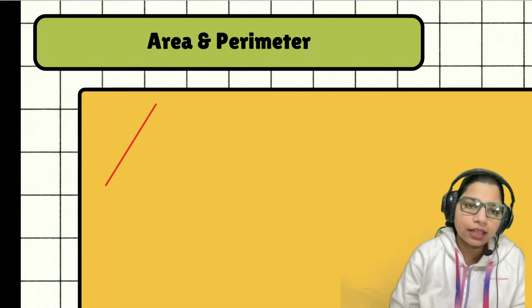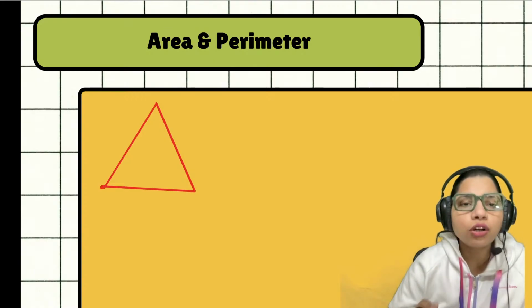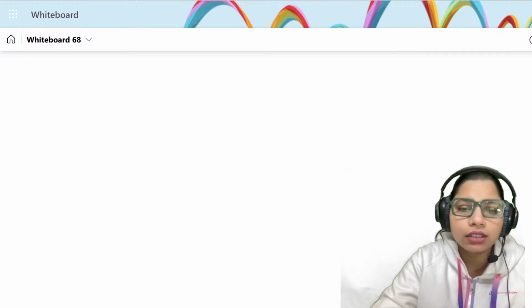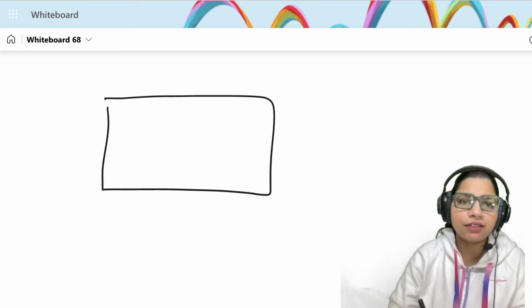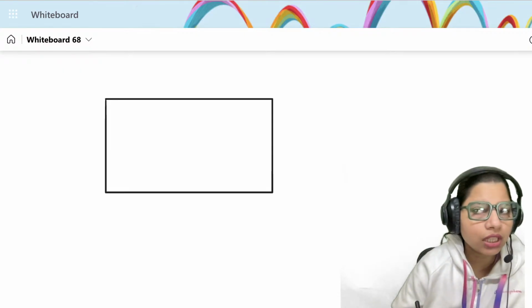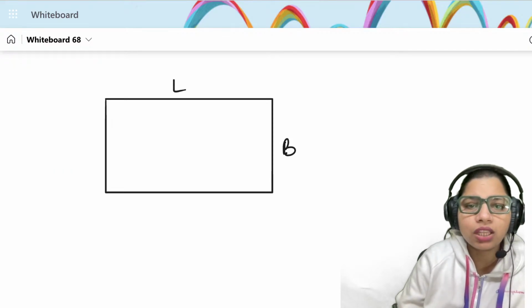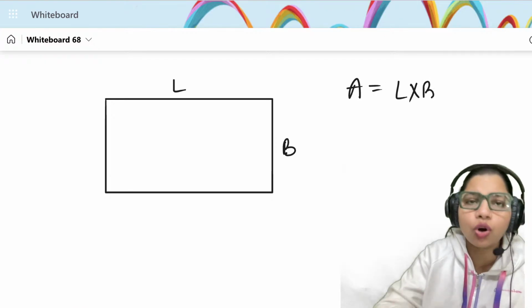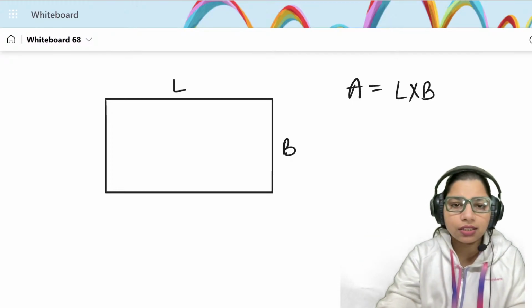So if I draw a triangle, say for example like this, technically the area of a triangle comes from the area of a rectangle. I will show you how. Say for example, this is the rectangle we have. How do we find out the area of a rectangle? If this is length and that is breadth, the area is nothing but length times breadth. We all are very clear with this because this is something we learned in our junior grades. Yes or no?